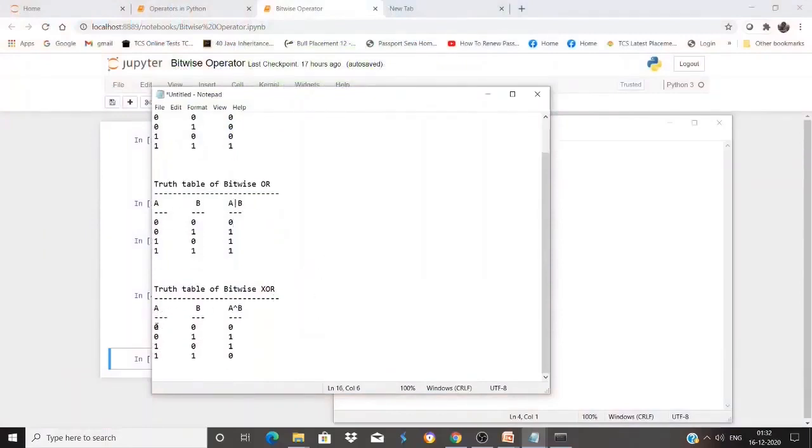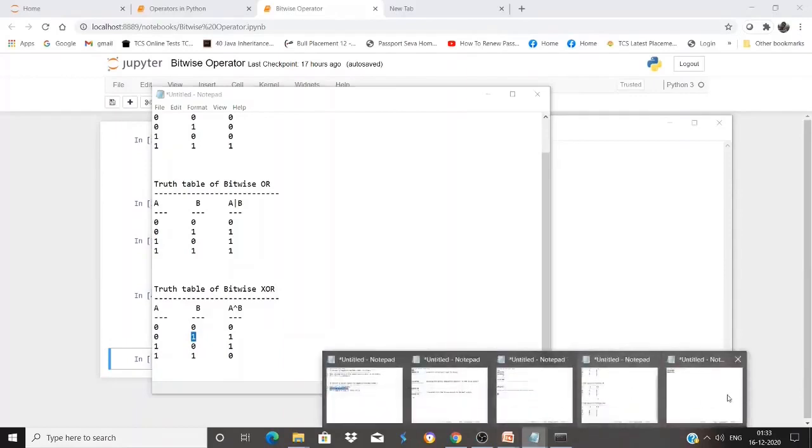For XOR, if the bits are 0 and 0, the output bit is 0. For 0 1 it is 1, for 1 0 it is 1, and for 1 1 it is 0. So when both the bits are same, the output will be 0. That is when either both the bits are 0 or both the bits are 1, then the output will be 0. And when one bit is 0 and another bit is 1, the output will be 1. So if the bits are same, the output will be 0. If the bits are different, the output will be 1.